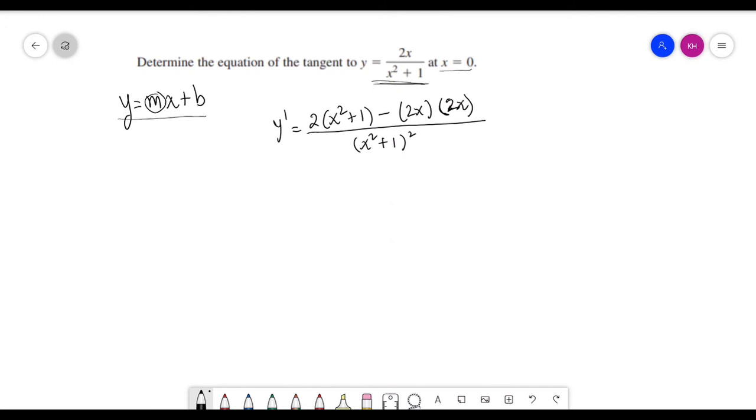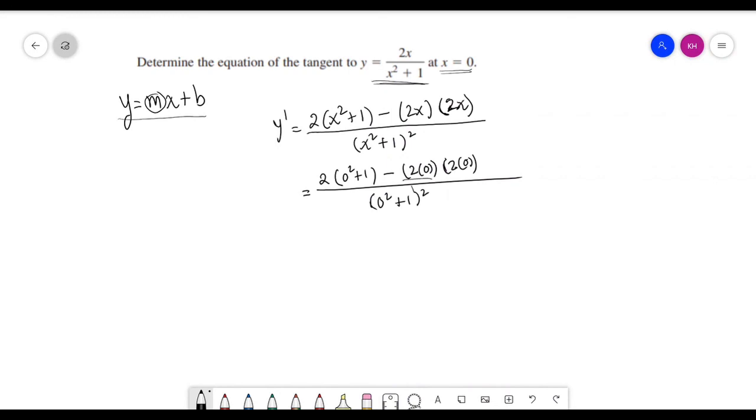Now, in a situation like this, you can simplify it further, but if you are given the value of x, there is no need of simplifying it. You can just plug in the value of x and then you can get your derivative. So let's plug in 0 in place of x. So we're going to get 2 times 0 square plus 1, minus 2 times 0, and again 2 times 0, divided by 0 square plus 1 whole square.